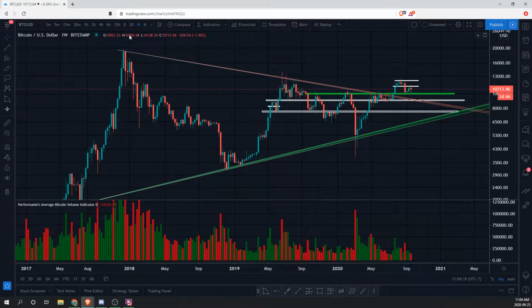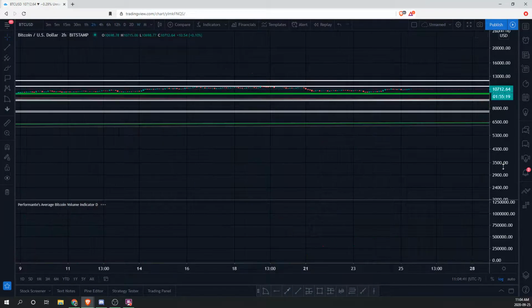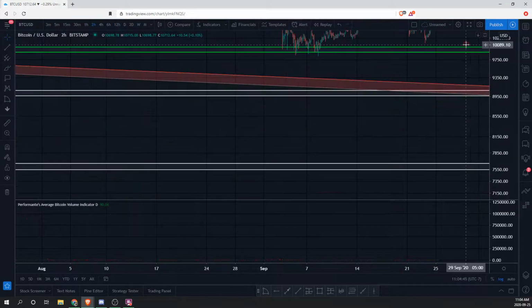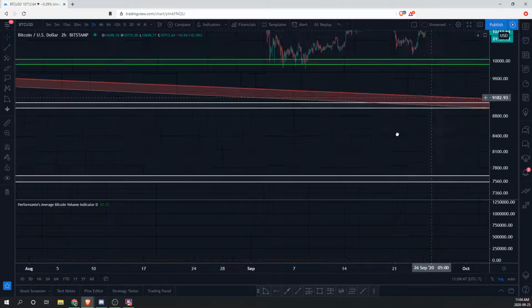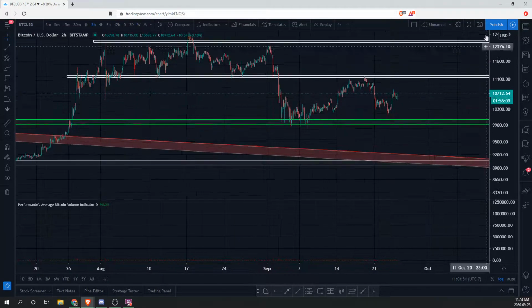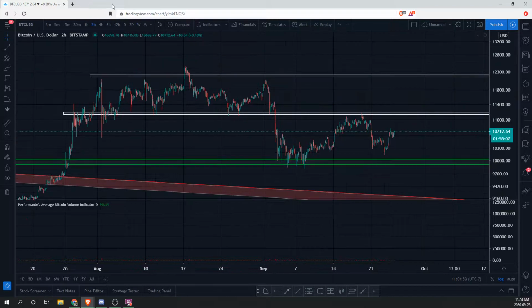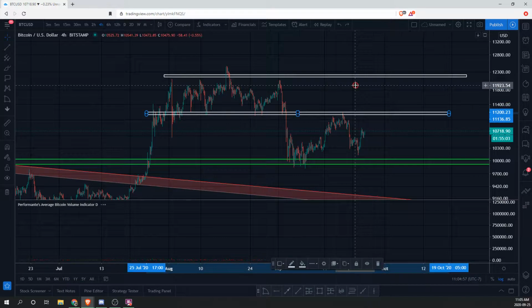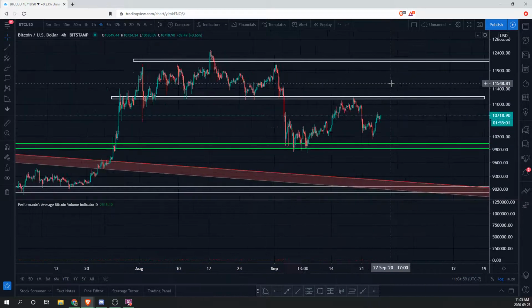In terms of the more recent price action that could come into fruition, let's just zoom in on the 2-hour chart. I really don't think I want to be looking at very, very small time frames until we start to see the break of the market structure on a larger time frame. Like, for example, if we're looking at the 4-hour, let's just connect the lower highs here.